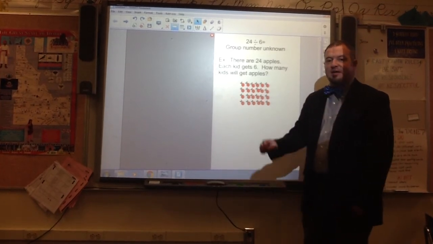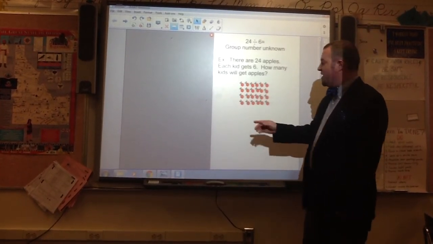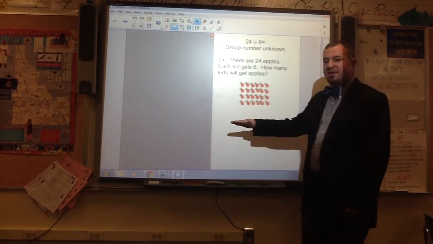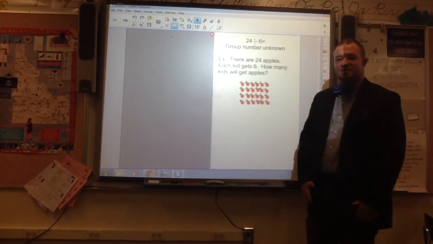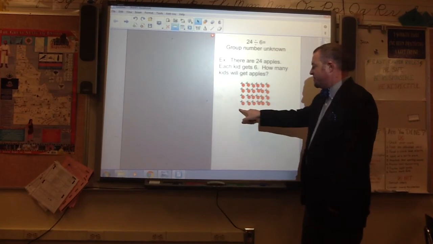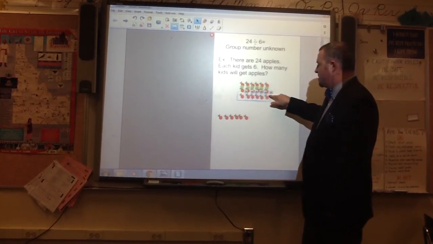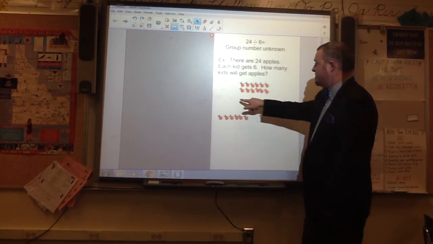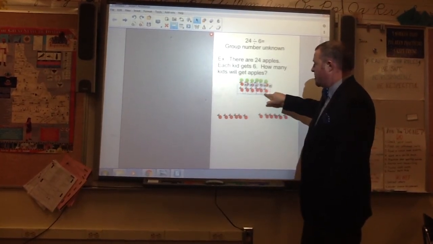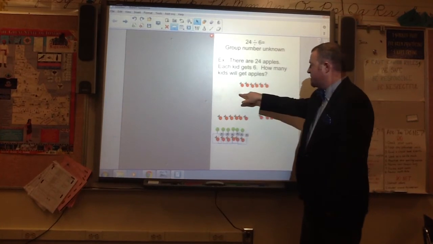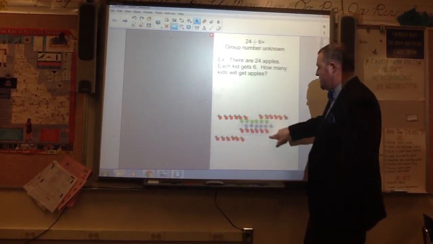And we do that by what's called the measurement way, and we're going to actually just take groups of 6 out of the group of 24 and see how many groups of 6 we get. There's a group. There's a group. There's a group, and there's a group.